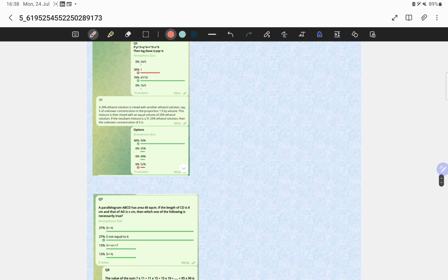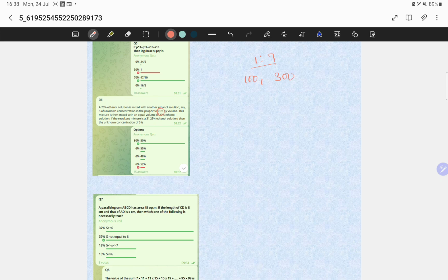Question number 6. A 20% ethanol solution is mixed with another ethanol solution in the proportion 1:3. This mixture is then mixed with an equal volume of 20% ethanol. If the resultant is 31.25%, then find the unknown concentration. So we have to find the concentration. We have 1:3 now, so we'll take the solutions to be 100 and 300.